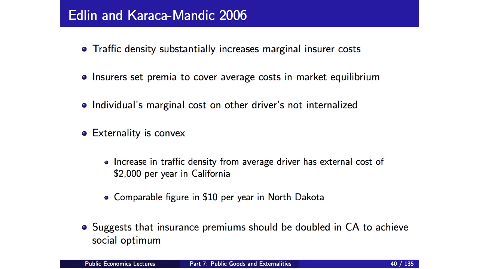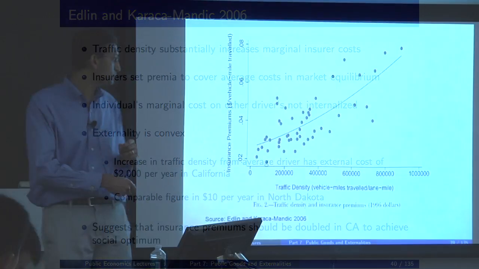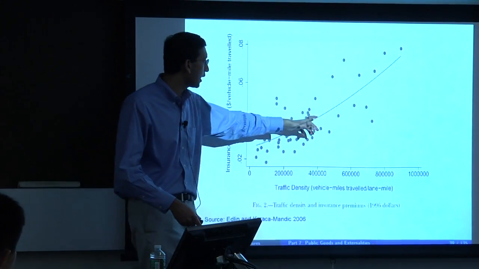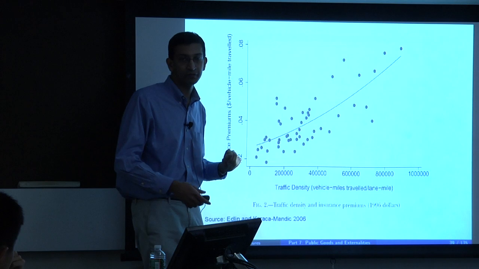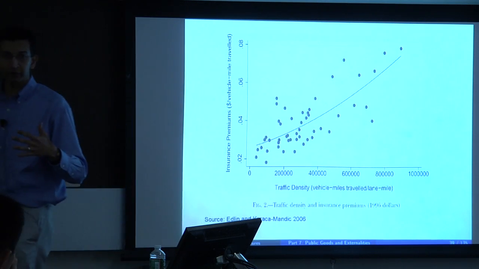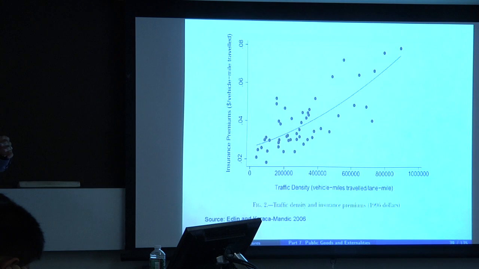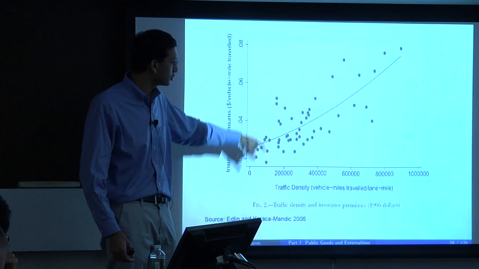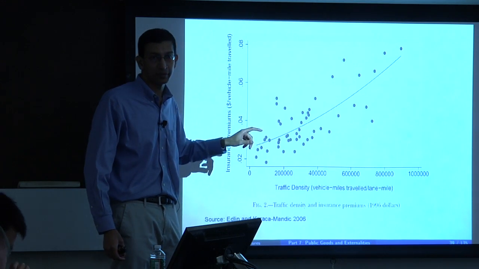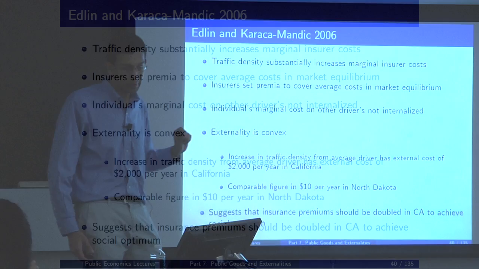But the problem is that with average cost pricing, the individual's marginal cost on other drivers is not internalized. So come back to this picture here, and suppose I buy a car and get on the road, thereby moving us down the right side of this curve. I get charged the average premium that everybody has to pay, but everyone has to pay an extra dollar, or an extra dime, because my car is now on the road, which is increasing the expected probability of an accident for everyone, right?